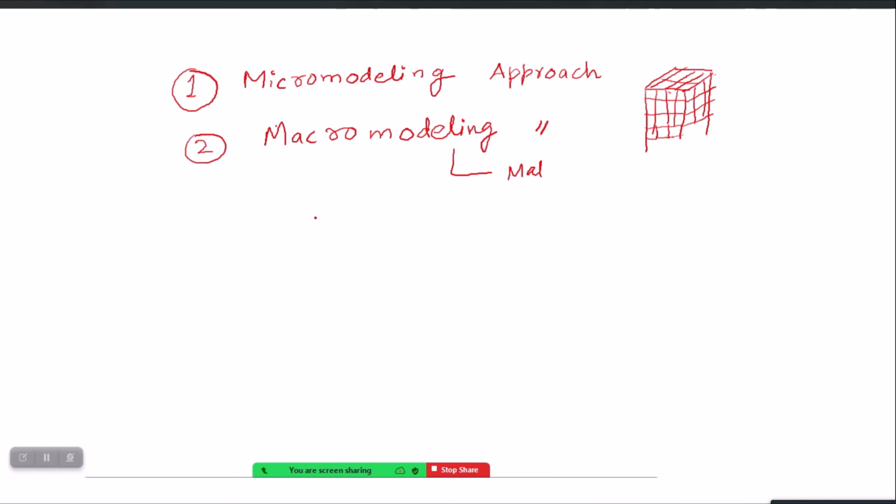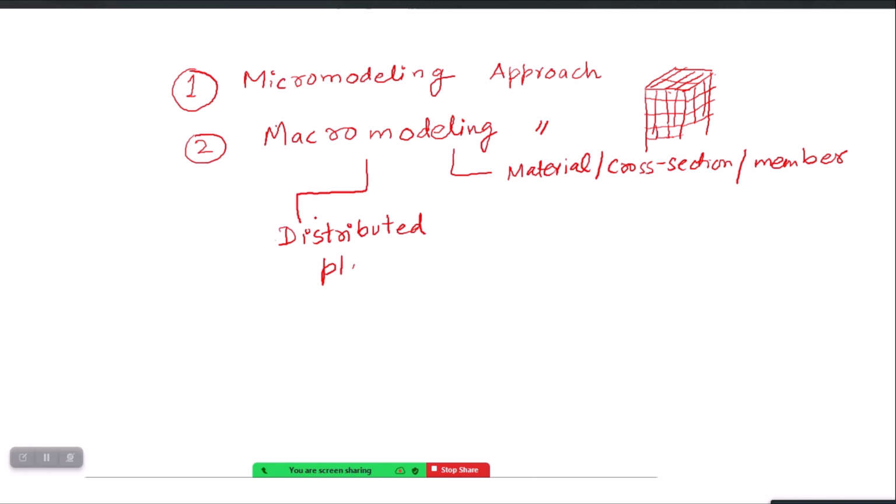So material, cross section of the structure, and then also maybe at the member level. Different approaches are there in the macro modeling approaches. So two of the famous nonlinear modeling approaches in that are actually distributed plasticity approach, in which you assume that the inelastic action is distributed along some part of the length or full length of the element. So distributed plasticity.